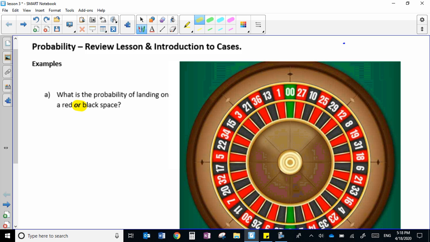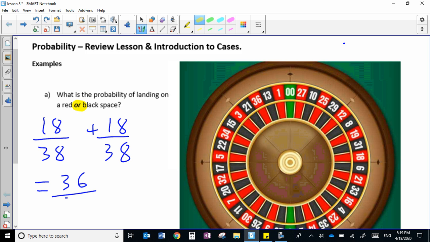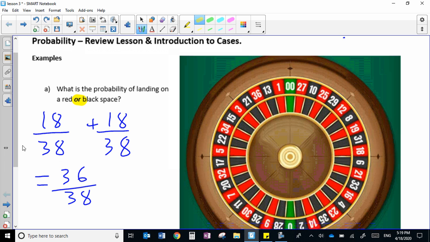So we're talking about adding probabilities, and we need to think about whether these events are mutually exclusive or not. In this case, they are mutually exclusive. There are 18 red squares out of 38 and 18 black squares out of 38. We can add those probabilities together. And the reason we can add them together is because they cannot happen at the same time, and so we are able to just add their probabilities. Of course, that reduces to 18/19.